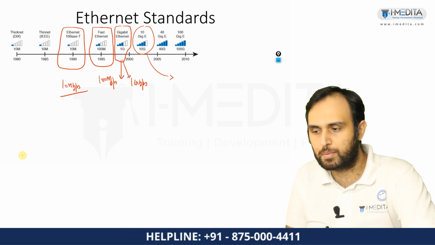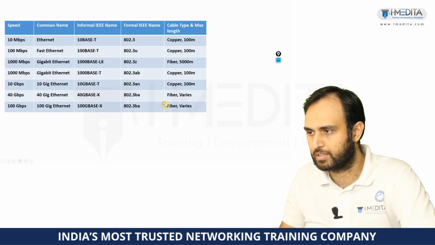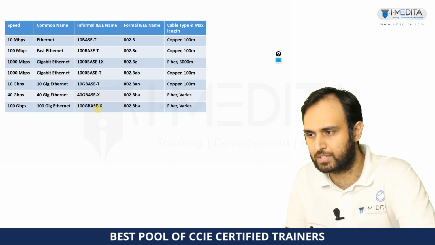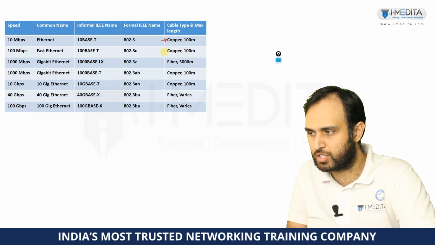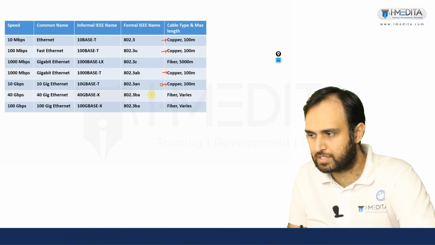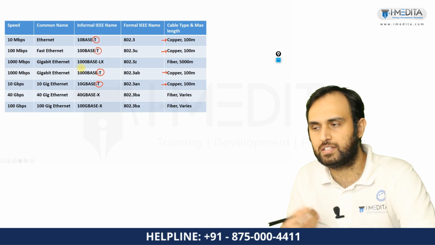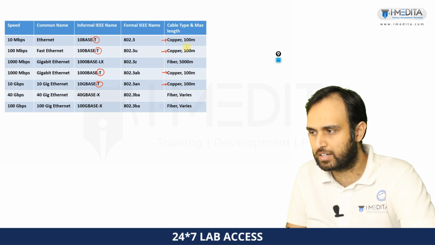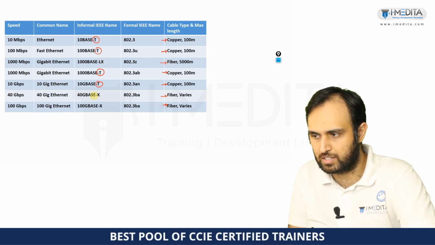But if you talk about it formally, then you have to look at it in this format. I've included the most common ones, and what you will notice here is that all the standards which require copper cable have something in common in their informal name, and that is this T here. This T means that we use a twisted pair copper cable for this. And if you look at these other fiber ones, there is no T present in their standard.